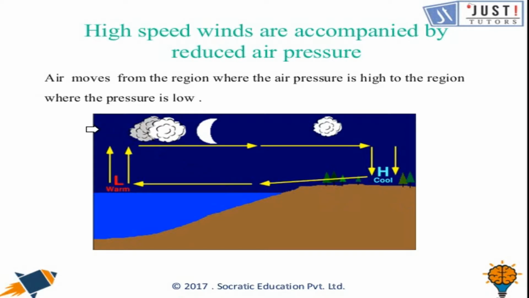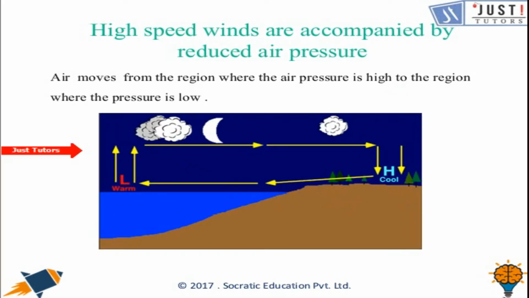So it says that air moves from the region where the air pressure is high to the region where air pressure is low. So we can have a quick look at the given example. At sunset, the land surface stops receiving radiation from the sun. After a few hours, air temperature and pressure contrast develop between the land and ocean surfaces. The land surface being cooler than the water becomes a thermal high pressure area. The water area becomes a warm thermal low. Hence we can say that high-speed winds are accompanied by reduced air pressure. So now let's move forward towards the next slide.